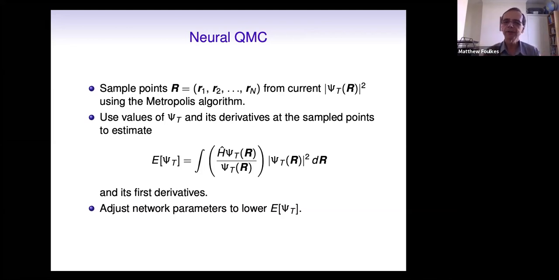Otherwise, it's absolutely standard variational Monte Carlo. You sample points in your 3n-dimensional space. You evaluate your wave function, which depends, of course, on your current neural network. You use that wave function, that current neural network, to estimate the energy using variational Monte Carlo. And then you adjust the network parameters to lower the energy. And neural networks have wonderfully efficient methods of adjusting the parameters that define them, using algorithmic differentiation and backpropagation to get very efficiently to the best neural network you can.